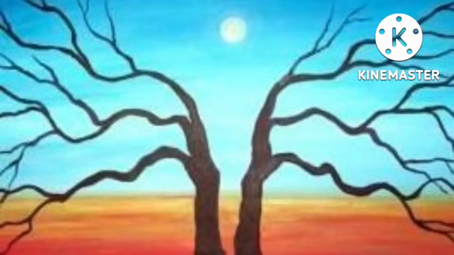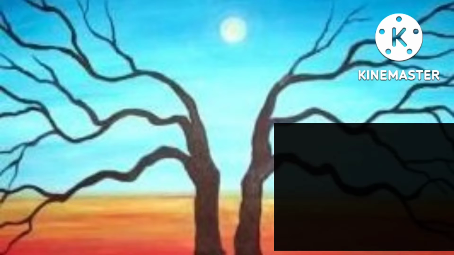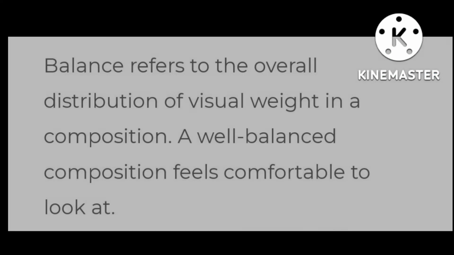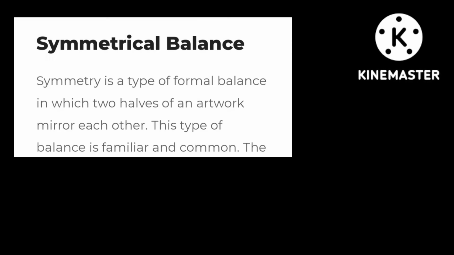Here is picture number 2. Did you guess balance? You are right. Balance refers to the overall distribution of visual weight in a composition. A well-balanced composition feels comfortable to look at. There are 3 kinds of balance.